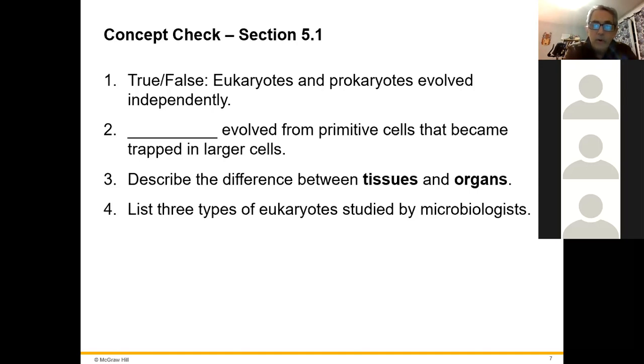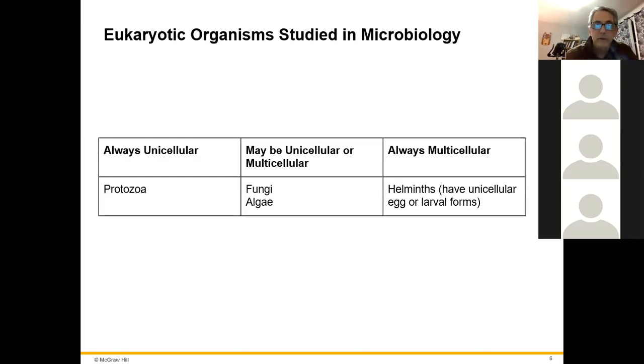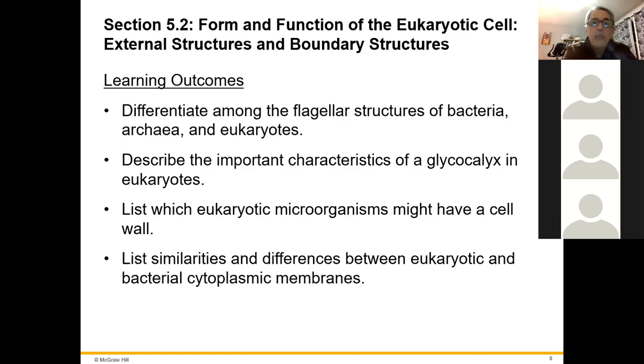Three types of eukaryotes studied by microbiologists. Well, we just mentioned that: the protozoa, the fungi and algae, and the parasitic worms. We'll talk about the flagella structure of bacteria, archaea, and eukaryotes, that's different. Talk about the glycocalyx characteristics of eukaryotes.